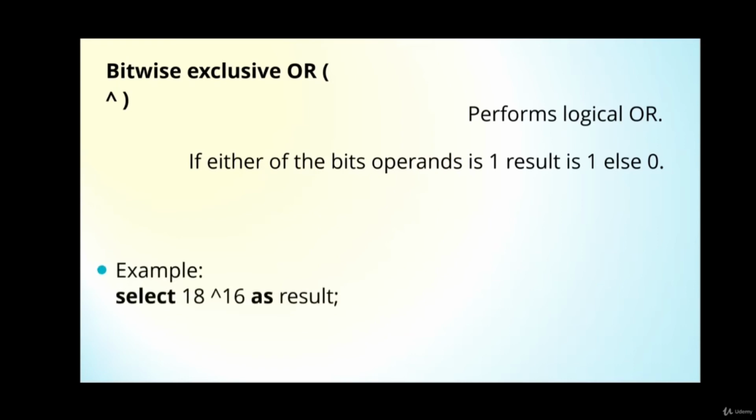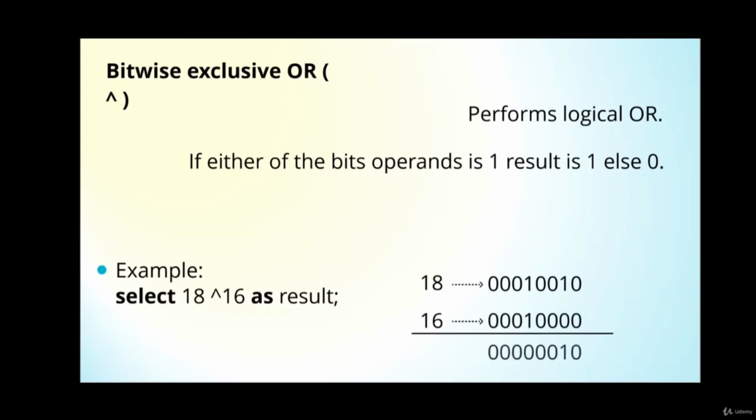For example, if we want to perform the query select 18 exclusive or 16 as result, then after converting them into binary form, we'll apply the exclusive OR operation.